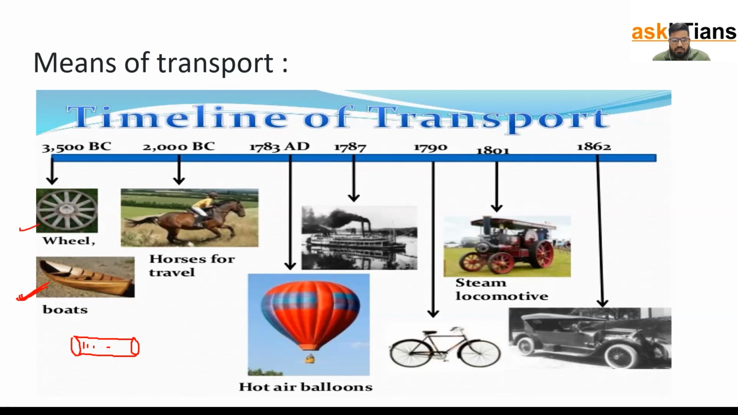After that, we developed the technology of the wheel. We were using that wheel in a bullock cart or in a car, any type of transport. After that, horses came; we were using horses for traveling. After that, there were hot air balloons. We all know hot air balloons. They are basically an air means of transport.